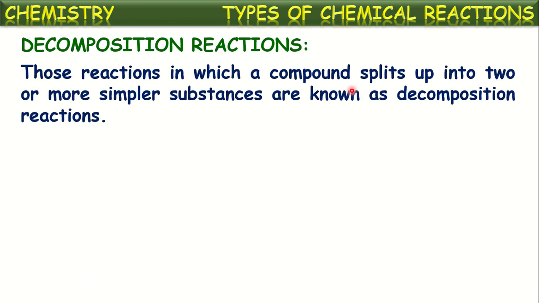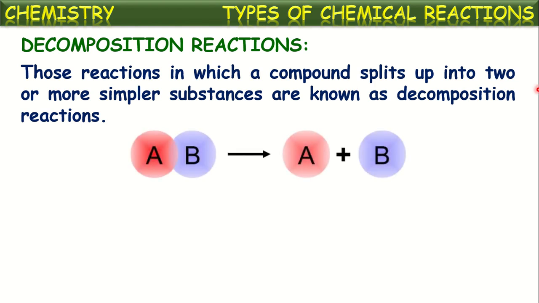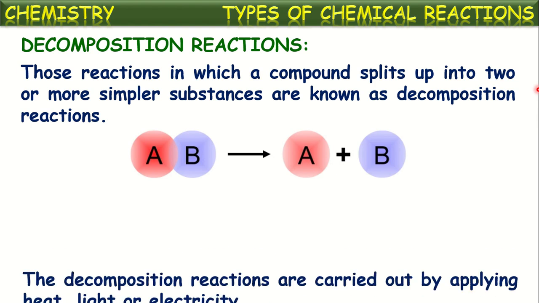The chemical reactions in which a compound splits into two or more simpler substances are known as decomposition reactions. For example, see the symbolic representation of the equation. AB is a compound. It is splitting into A and B, two new substances. Means a single substance splitting into two substances. This kind of reaction is called a decomposition reaction.